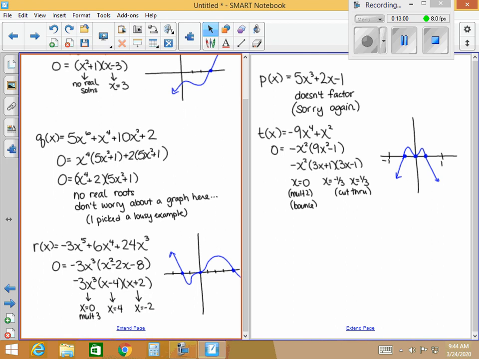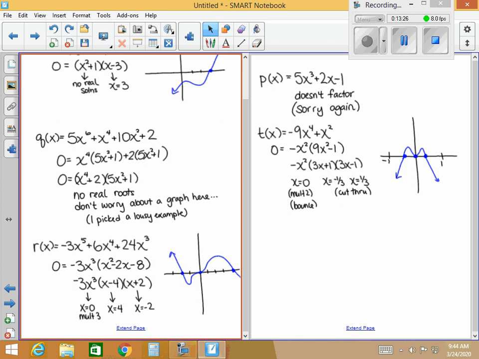I apologize, but on Q, it has no real roots. Don't worry about a graph there because without it, you would have to do a lot of other things. When I made these up, I sometimes get in a hurry, I guess. R has a multiplicity 3 root at 0, which means instead of cutting straight through, like up at the top function there, it kind of flattens off as it goes.